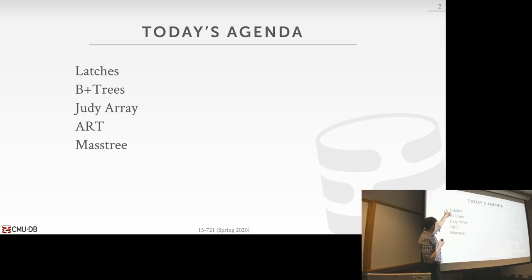First we'll discuss how to actually implement latches, or what kind of latches we could use in our database system. Then we'll talk about how to do latching in a B+tree. And of course, this would now be contrasting with the BW tree, which is meant to be latch-free. With a B+tree, you have to have latches. Then we'll focus on what you read about in today's assigned reading: the GD ray, the ART index, and the Mass Tree. They're all variants of tries.